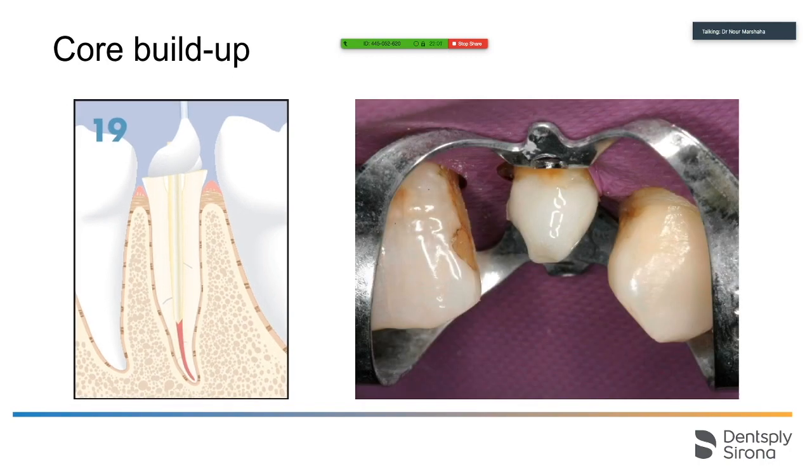Always make sure that you do an initial preparation to check the ferrule effect before starting these procedures, because if you don't have sufficient ferrule effect around the tooth structure, you have to think about surgical crown lengthening or orthodontic extrusion to expose the tooth and make sufficient ferrule effect.